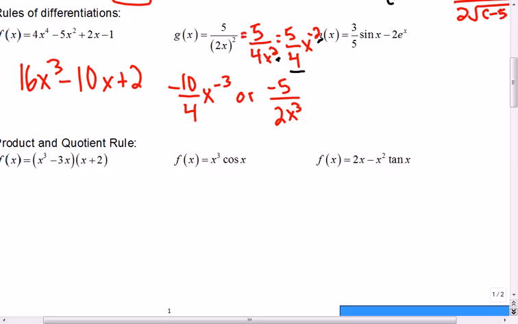Okay, and then finally this piece here, 3 over 5 cos x minus 2 e to the x.